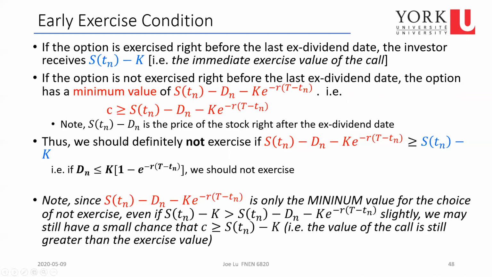So if you take this particular value as the minimum value, then the condition is that if we do not exercise, we necessarily have the waiting value greater than the immediate exercise value. So the minimum of the waiting value must be greater than, in this case, the exercise value. Okay, and then definitely you're not going to exercise.